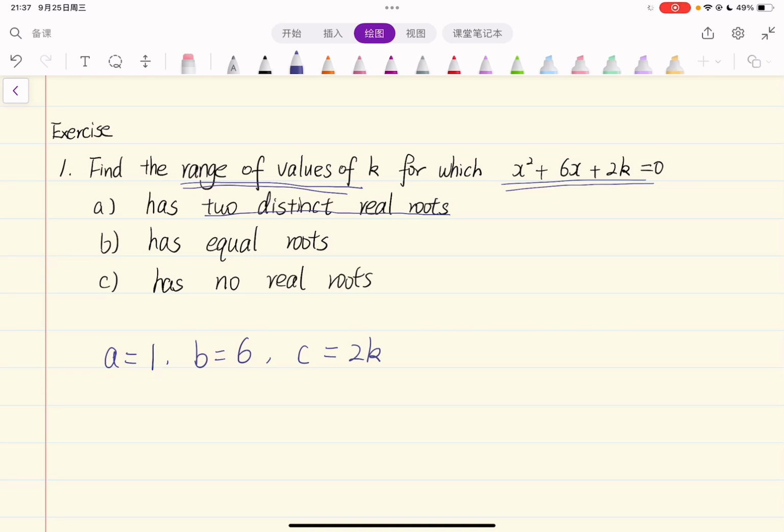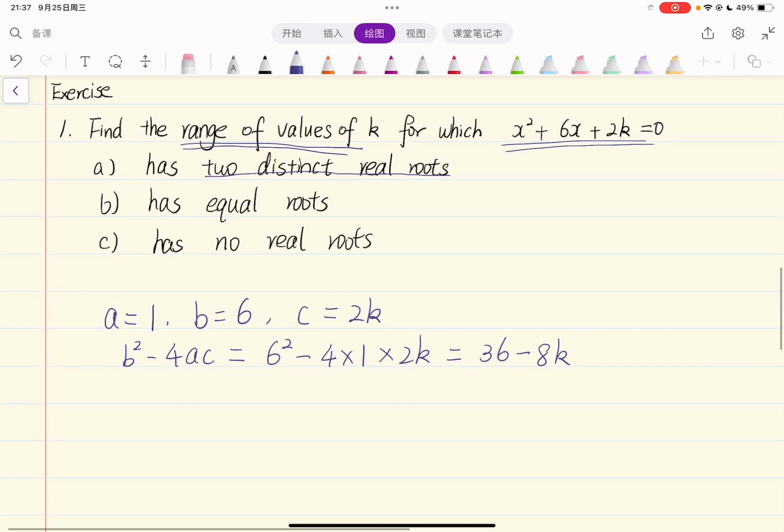Discriminant is b squared minus 4ac, that equals 6 squared minus 4 times 1 times 2k. And what we have is 36 minus 8k. Right?